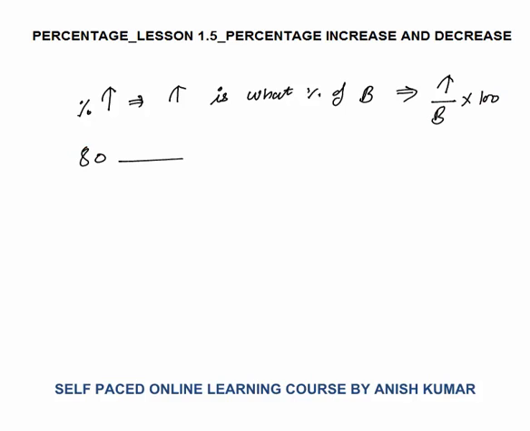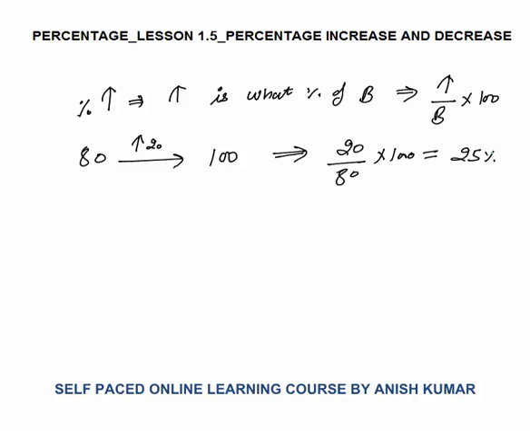For example, 80 to 100, I need to calculate the percentage increase. Now you can see that the increase is 20. We only need to calculate the increase, that is 20 is what percentage of 80. This is 20 by 80 into 100, that is 1 by 4 into 100, 25%. So it means that from 80 to 100 there is a 25% increase.